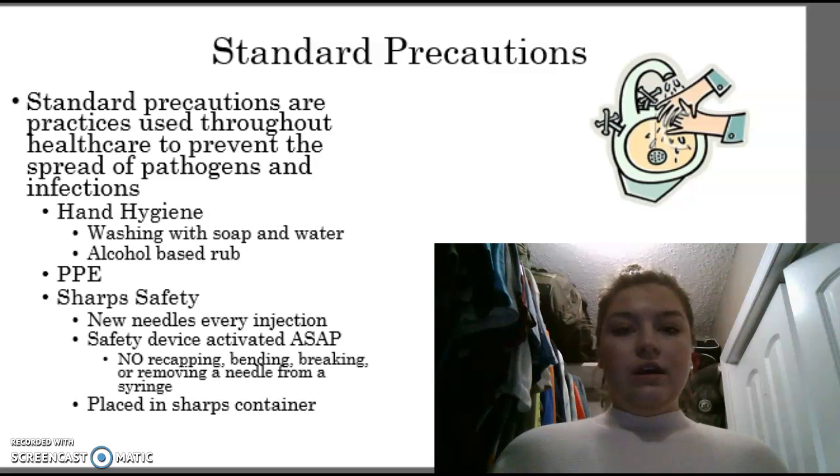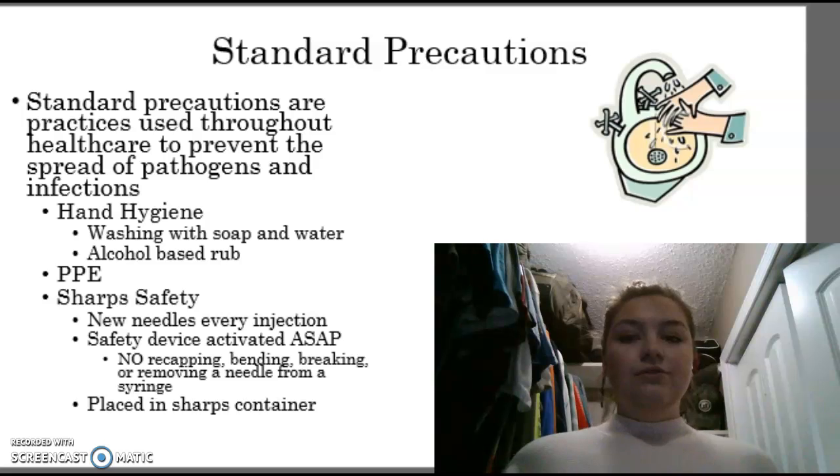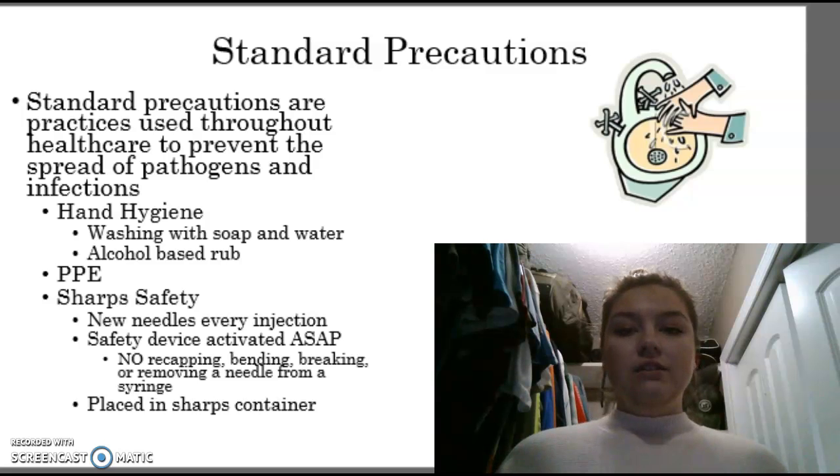Standard precautions. Standard precautions are practices used throughout healthcare to prevent the spread of pathogens and infections. These include hand hygiene, which is washing with soap and water or an alcohol-based rub. Hand hygiene should be performed before and after direct contact with every patient, immediately after contact with blood or bodily fluids, immediately after taking off gloves, and whenever hands are visibly soiled.